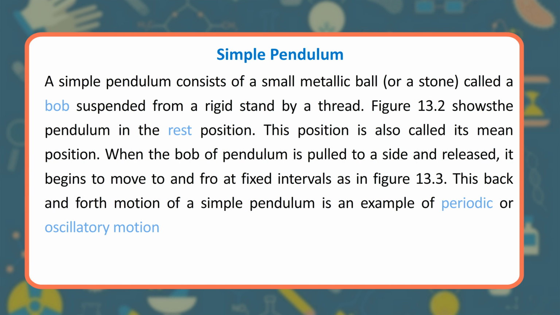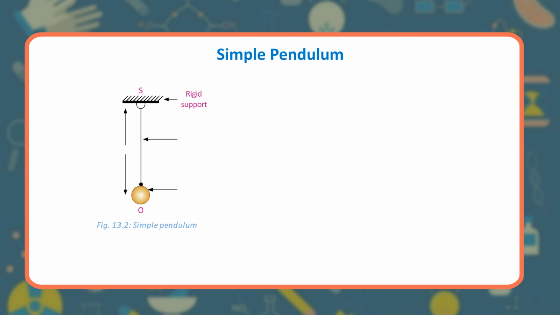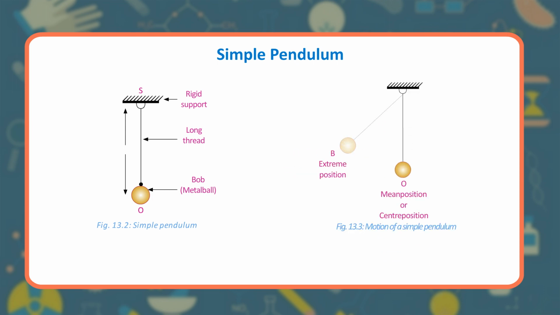When the bob of the pendulum is pulled to a side and released, it begins to move to and fro at fixed intervals as in figure 13.3. This back and forth motion of a simple pendulum is an example of periodic or oscillatory motion. Rigid support. Long thread. Bob, metal ball. Extreme position. Mean position or center position. Extreme position.